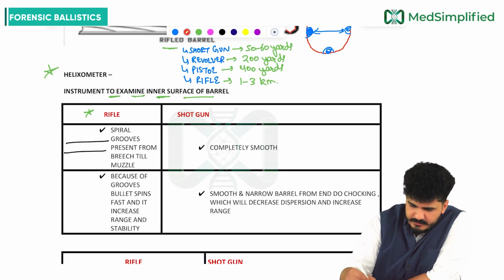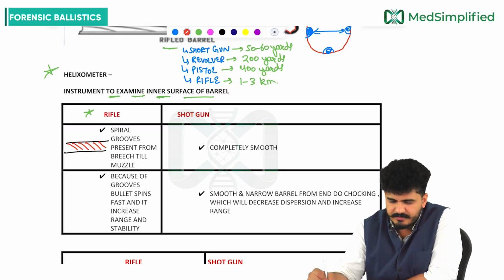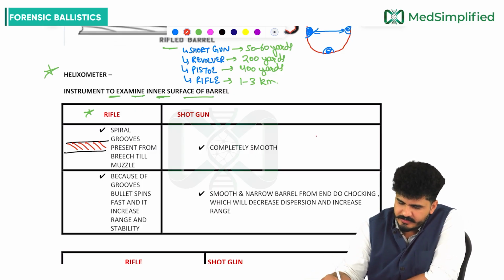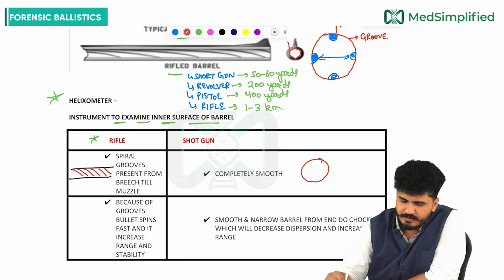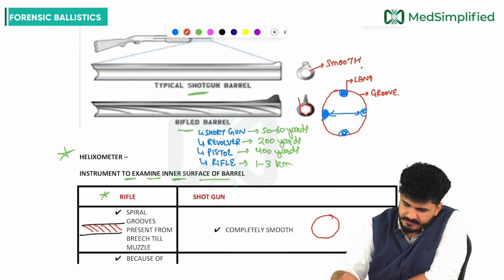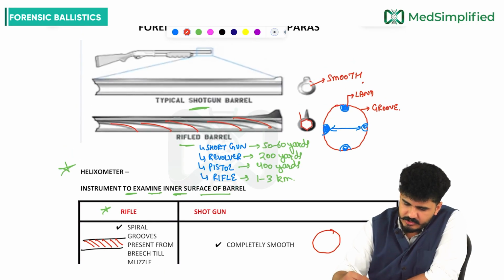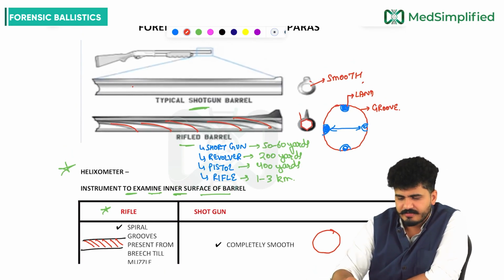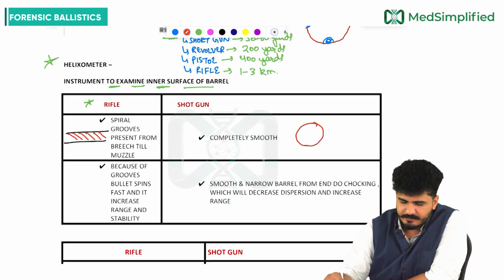So these are the spiral grooves like this. Spiral grooves are present in the rifle barrel. You can see the spirals like this. But in the shotgun, it is completely smooth, my friends.